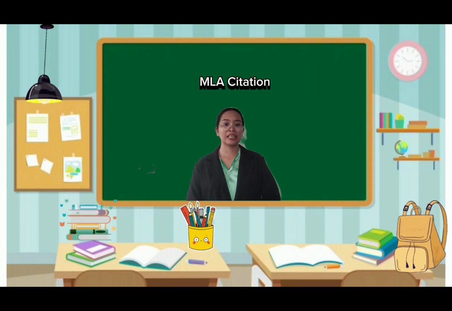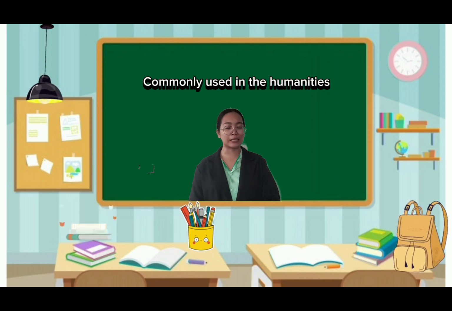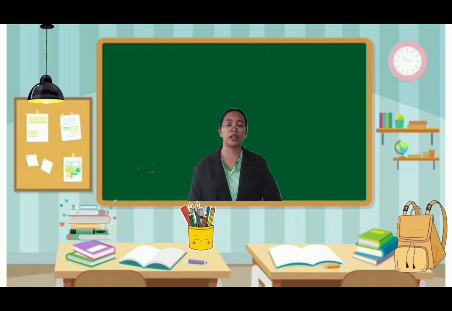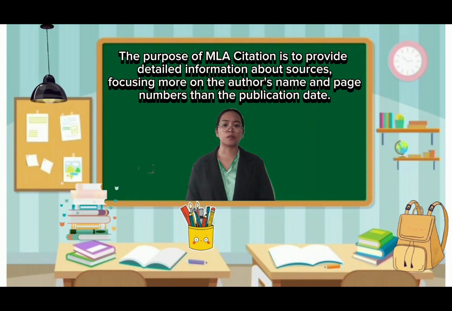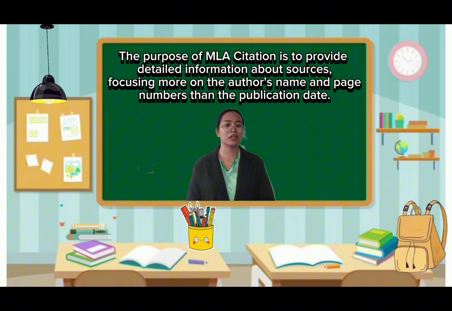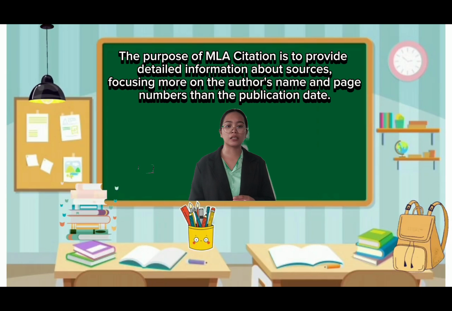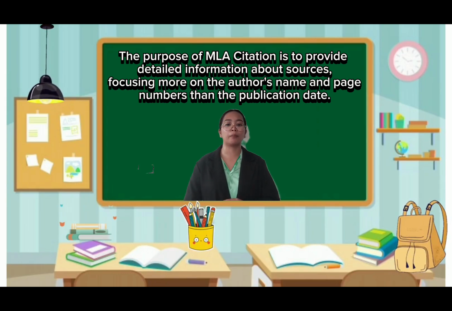MLA citation is commonly used in humanities such as literature, philosophy, and arts. The purpose of MLA citation is to provide detailed information about sources, focusing more on the author's name and page numbers than the publication date.